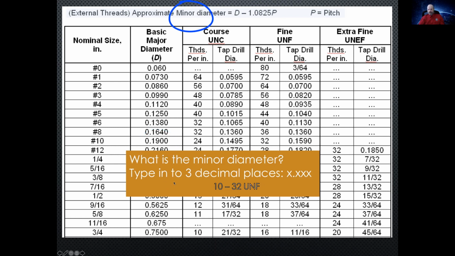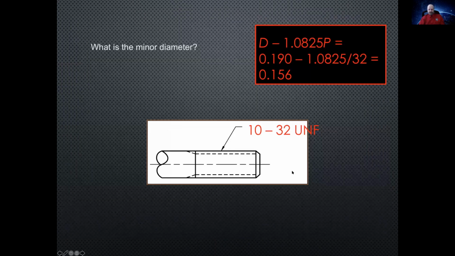Okay, that's pretty straightforward. So always look at the top of the table, right? That gets a lot of people in the homework. They don't see that at the top, and then they're emailing me questions. Well, how do I figure that out? Okay, so you do the math, it's 0.156.